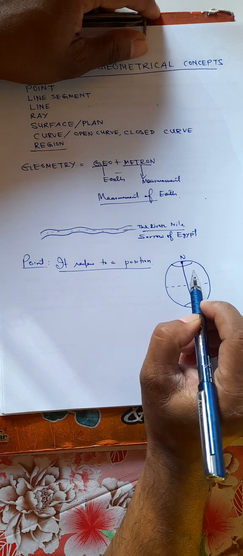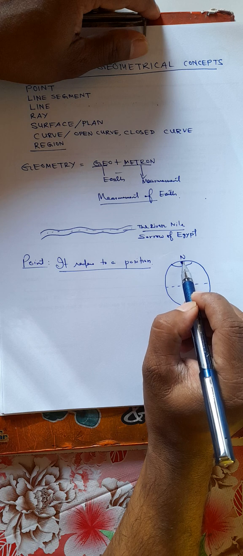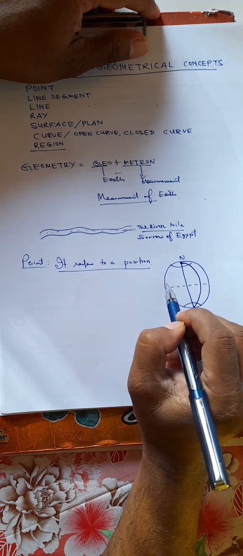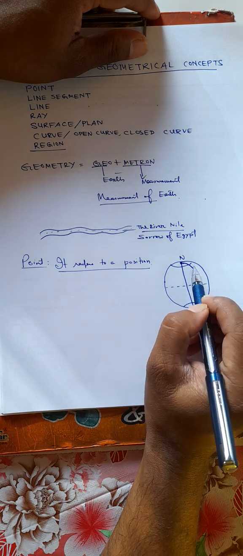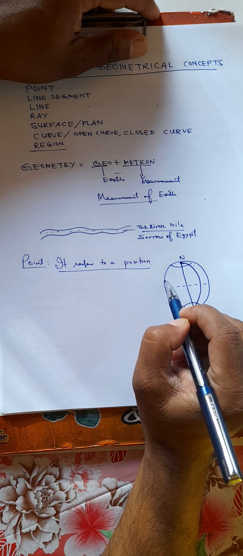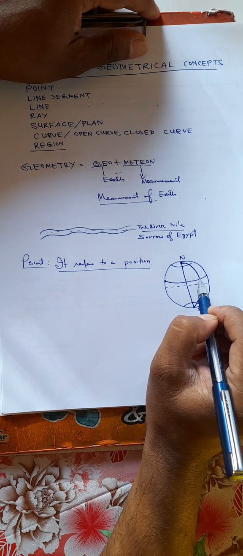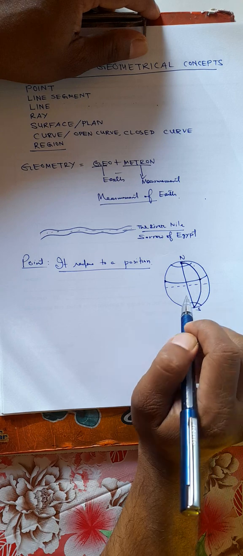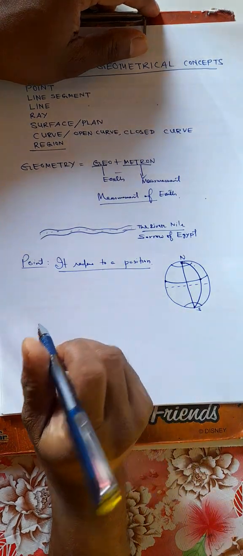Similarly, every point on the earth surface, if you draw a latitude, and then draw a longitude, and if you draw parallels of latitude like this, then you find the point of intersection of latitude and longitude. So this point also refers to a position on the earth surface. So what is point? It refers to a position.